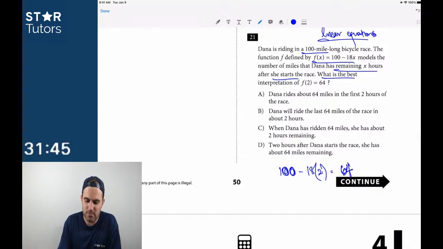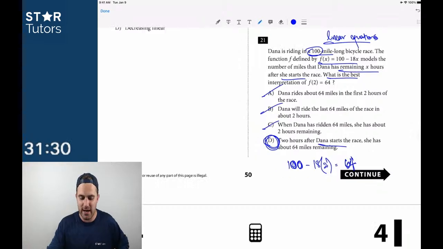Dana rides about 64 miles in the first 2 hours. No. Dana will ride the last 64 miles in about 2 hours. No. When Dana has ridden 64 miles, she has about 2 hours remaining. No. 2 hours after Dana starts the race, she has about 64 miles remaining. All right, started at 100, subtracting 18 miles for every hour.